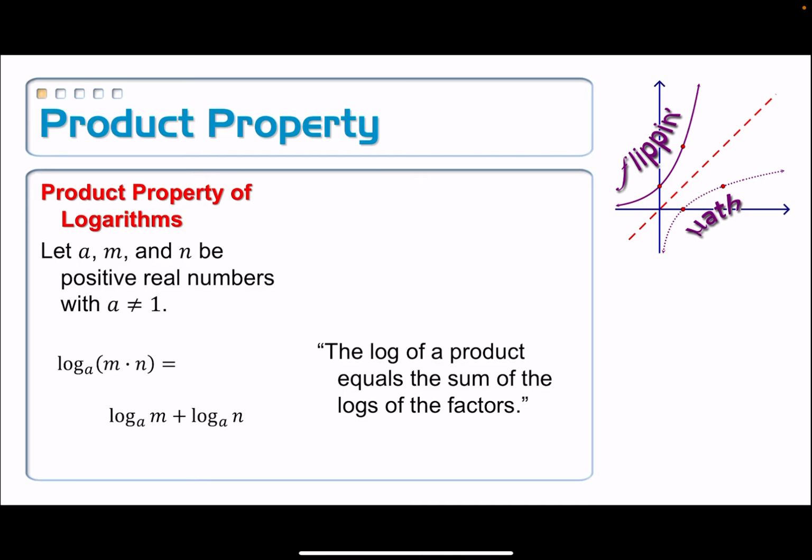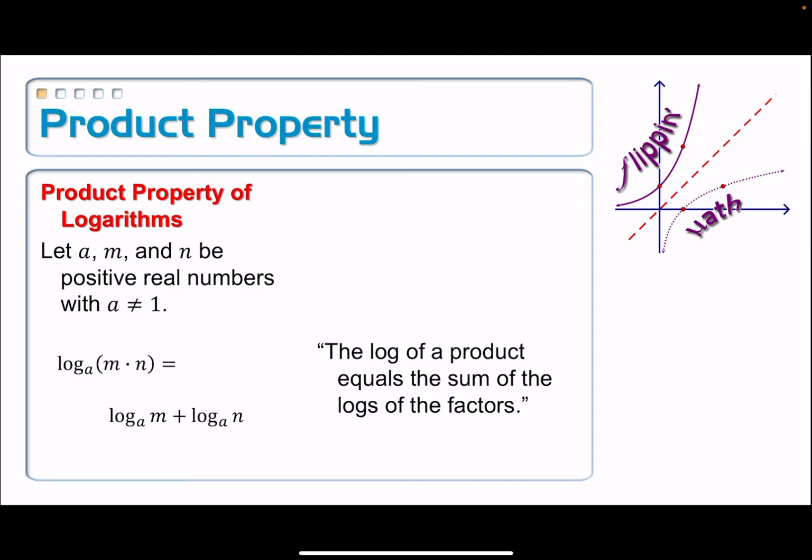Okay, so the reason why these properties work is because they're based on properties of exponents, because logarithms are exponents. We've got the product property of logarithms. Let A be the base, as you can see here. M and N are positive real numbers, with A not being equal to 1. You can't have 1 as your base, can't have a negative number for your base. And remember, the domain for logarithms is always greater than 0. Not equal to 0, but always greater than 0. That's why it says positive real numbers.